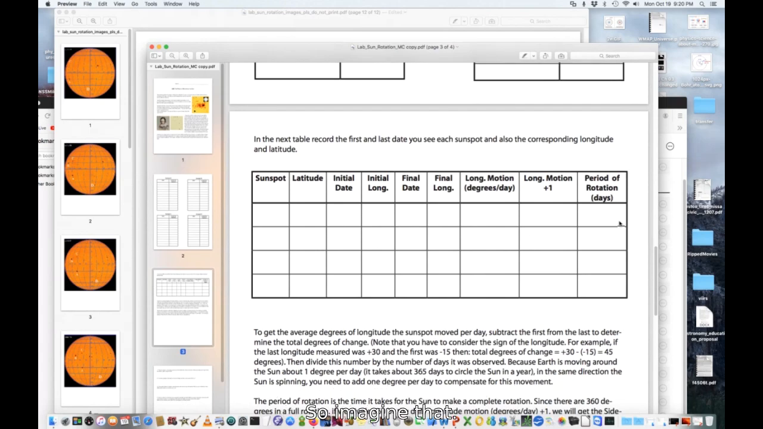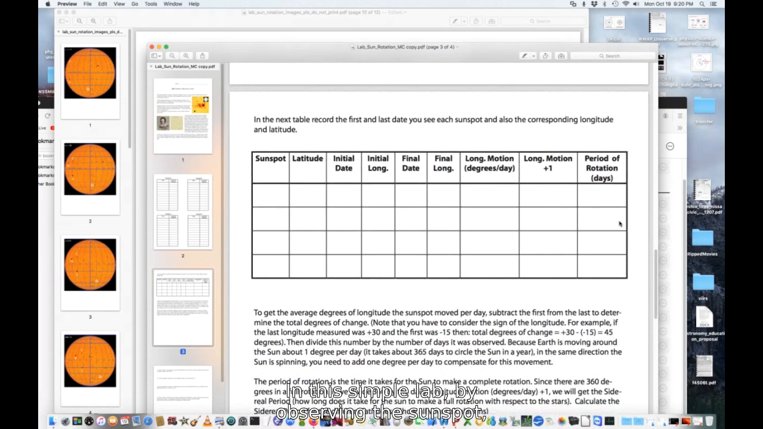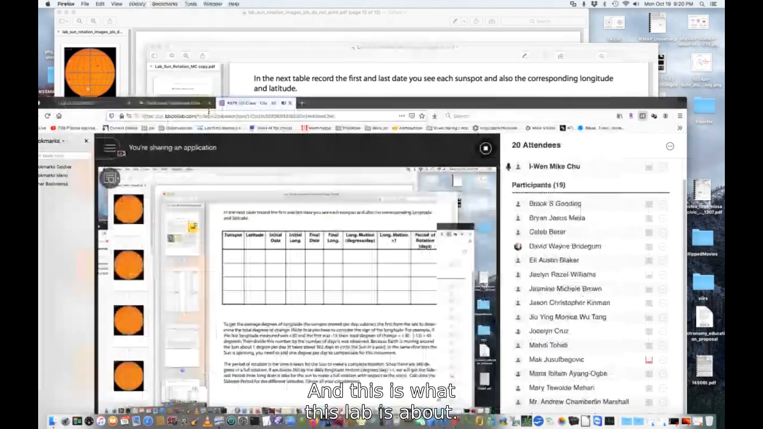So imagine that in the simple lab, by observing the sunspot, you can actually figure out what the sun is doing in terms of rotation, okay? And this is what this lab is about.